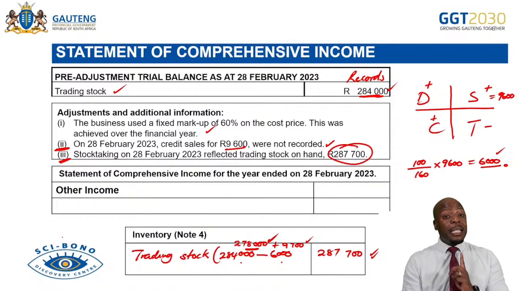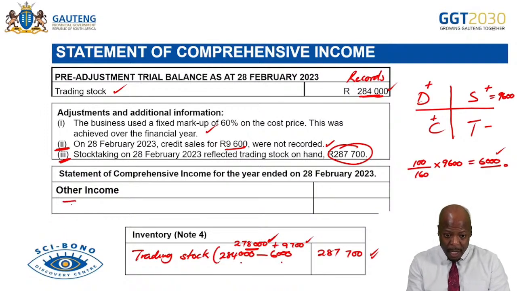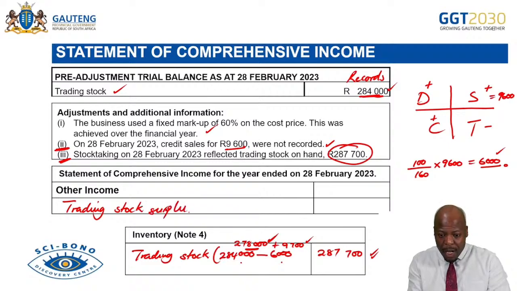So trading stock surplus is therefore considered other income. I'm going to come here and I'm going to now say trading stock surplus. And on my trading stock surplus, I open my bracket. Remember, I had my 278,000 plus the 9,000. Remember that? But for me to get the 278, I say 284 minus the 6,000. You remember that?